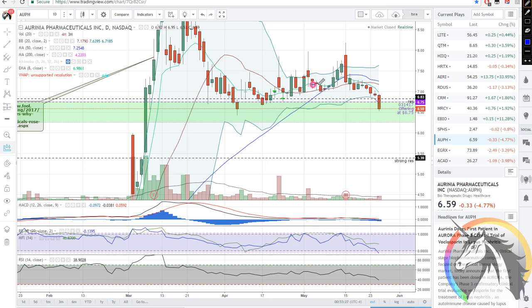Anytime you see the 8, the 20 cross the 50, that's not good. This little pop off that, I don't even know what that was. It's because of earnings. People are like, oh, they're going to release really good news. That's hype. Anticipation made that move, not math. Anticipation.